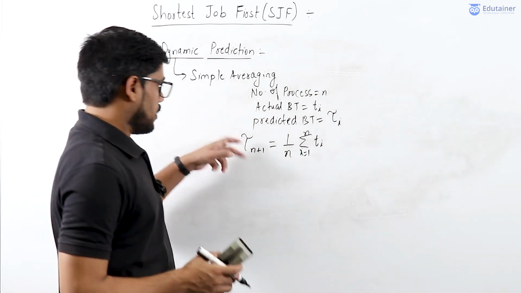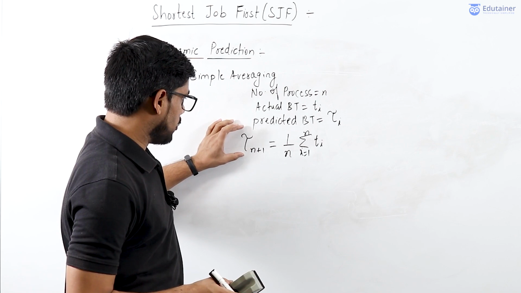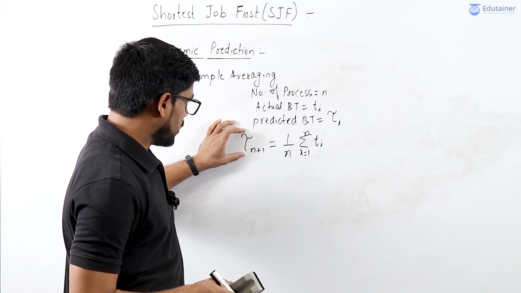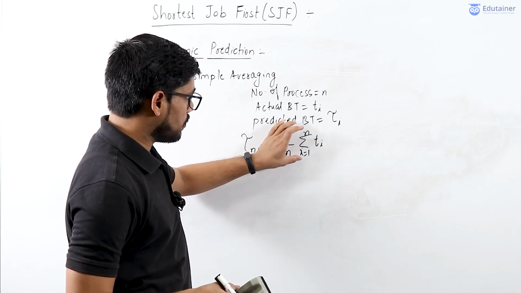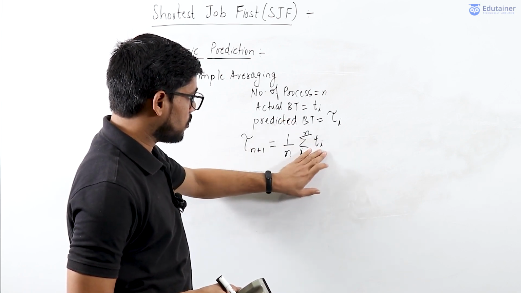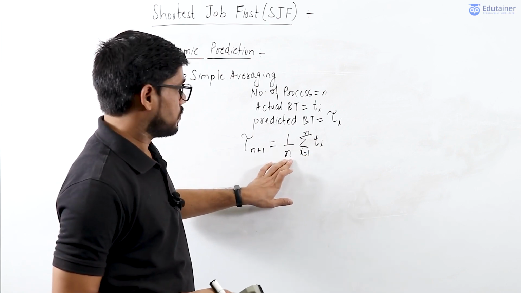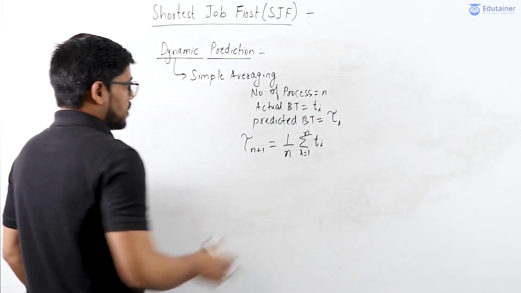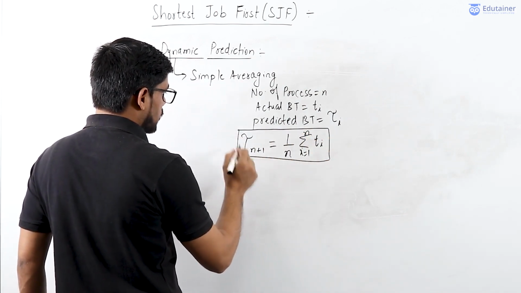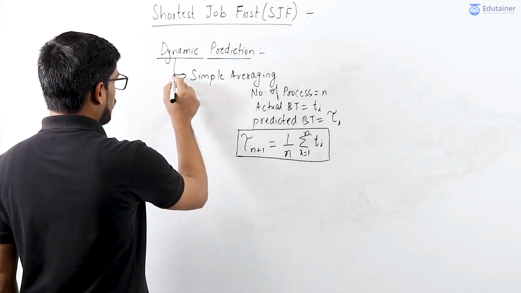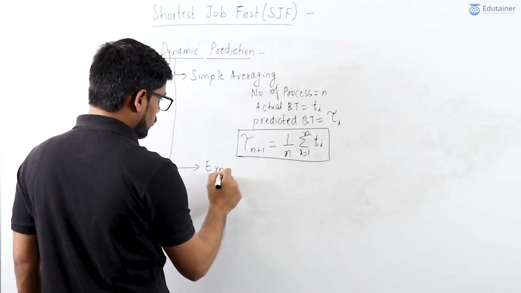Understood? What is the next prediction technique? The next prediction time, tau of n plus 1, of a process is calculated by summing up all the previous actual burst times of the processes and dividing by the number of available processes. So this is the formula for calculating the next predicted burst time for a process in simple averaging.